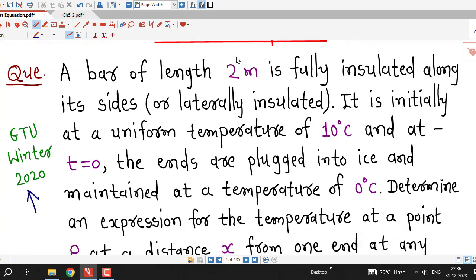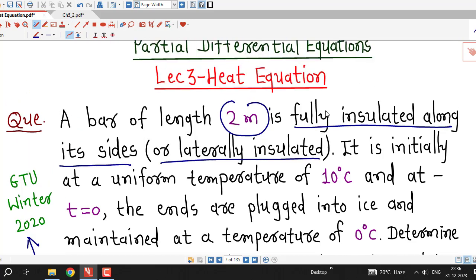A bar of length 2 meter is fully insulated along its sides, or laterally insulated. This means the length of the bar is 2 meter and it is fully insulated along its sides. That means from this side as well as this side there is no heat flow allowed. Heat cannot pass through the sides of the bar. That is the meaning of this statement that the bar is fully insulated along its sides.